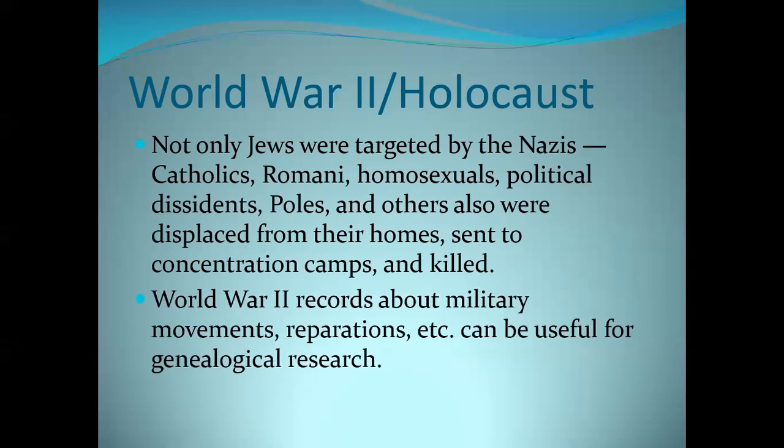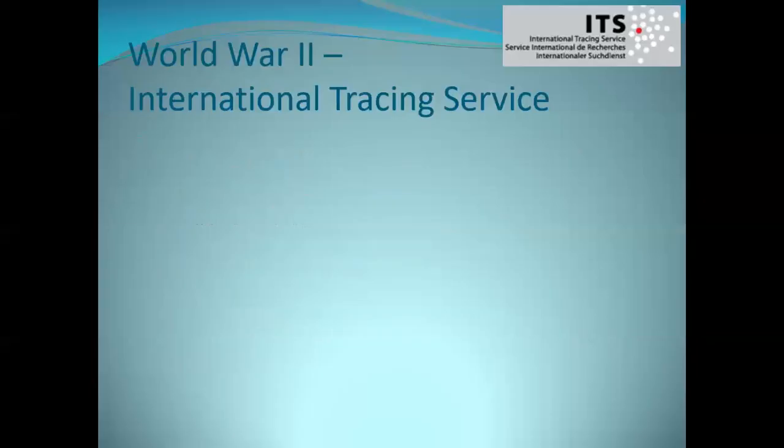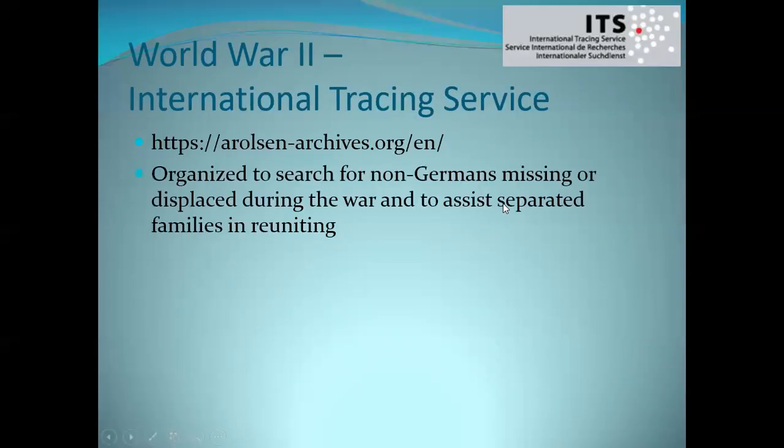So there are World War II records about military movements, reparations that are available online that can also help you with your research. Now, the International Tracing Service was organized specifically to search for non-Germans who were missing or displaced during the war and to assist separated family members in reuniting. That was its purpose at the beginning.